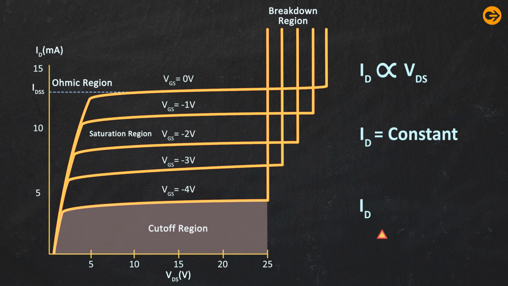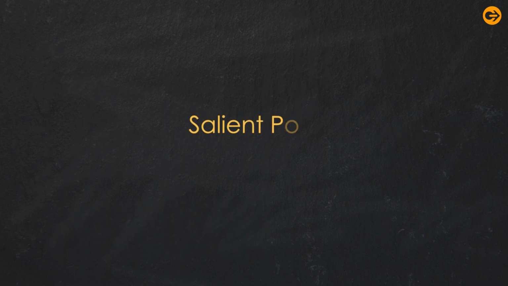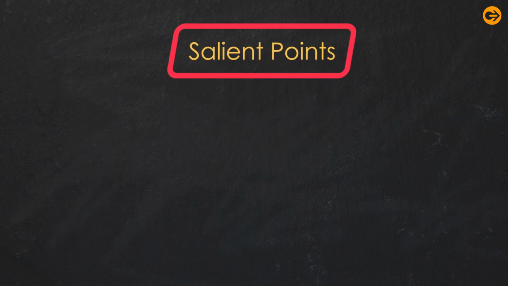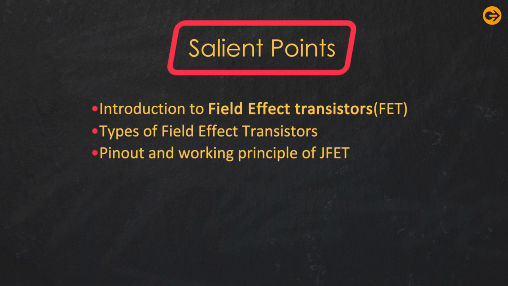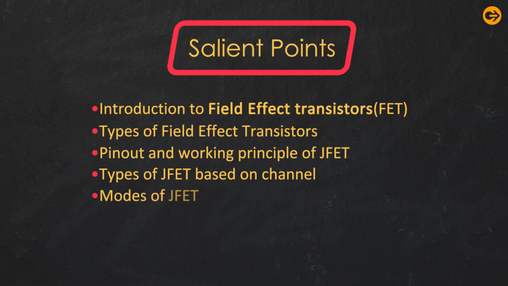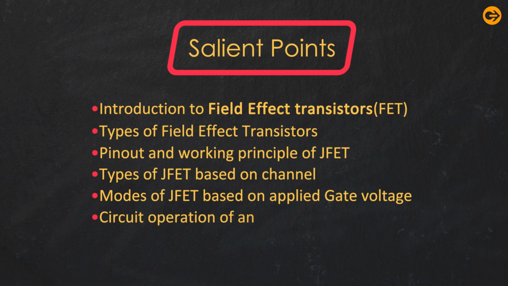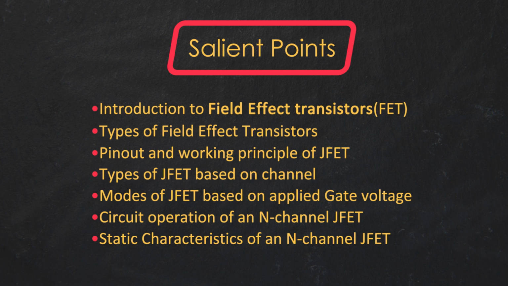Well, that is all about this topic for now. In this section, we have learned the introduction to field effect transistors, types of field effect transistors, pinout and working principle of JFET, types of JFET based on channel, modes of JFET based on the applied gate voltage, circuit operation of an N-channel JFET, and static characteristics of an N-channel JFET.